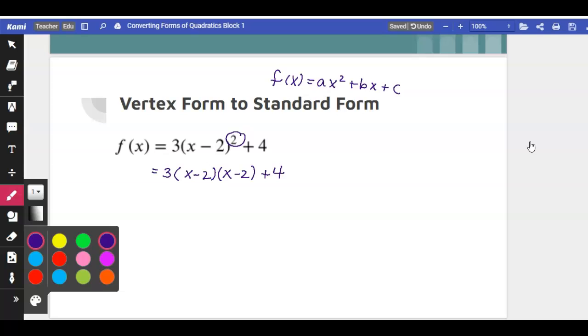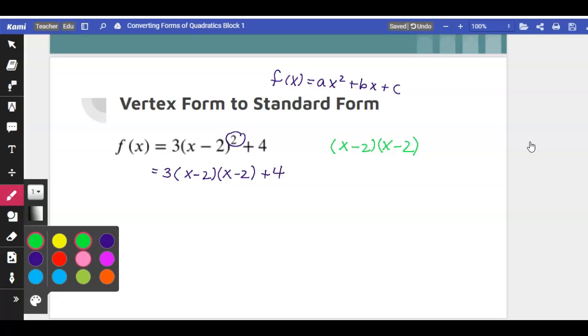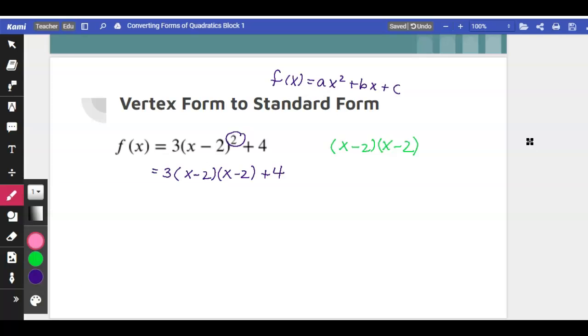Now, depending on how you learn how to multiply binomials, we have a couple of options. So I'll do this one way, this way, and then the next example I'll do it using what's called a box method. So here I'm going to use the distributive property. So if I'm multiplying two polynomials together, I'm going to distribute by multiplying that x to each term. So x times x gets me x squared. And then x times negative 2 gets me negative 2x.